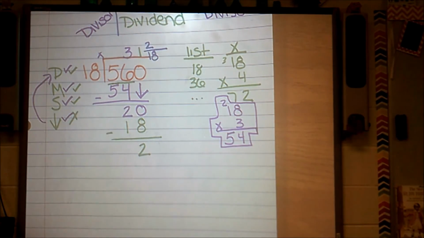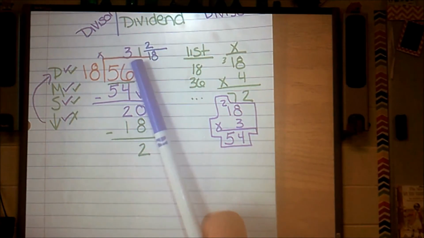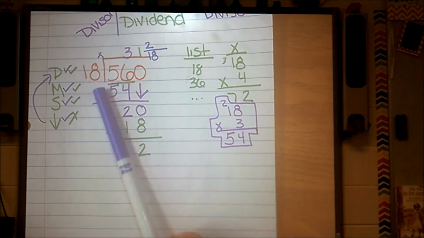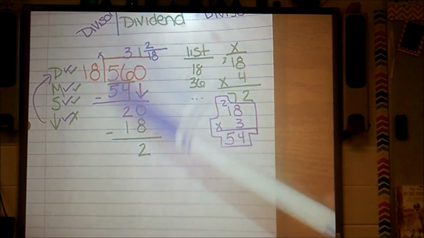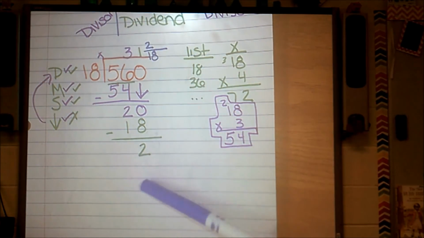Please feel free to check this division problem to confirm what we already know. To check it, we will do 31, the whole number, times your 18, and then you're going to add in your remainder. You're going to add in that 2 after you're done with multiplying. And if we've done our problem correctly, you should get that answer of 560. Please make sure you check your work.